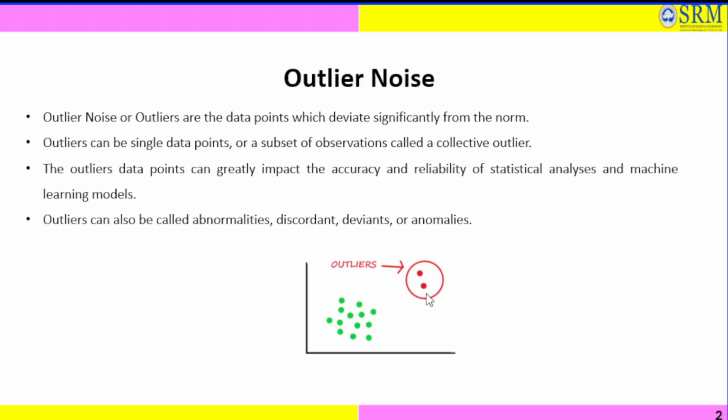So you can see these are the data points which are in a particular range. You can see some of the data points which are totally deviated from the normal data points. So that we call outliers. Outliers can be a single data point or a subset of observations called a collective outlier. These outlier data points can greatly impact the accuracy and reliability of statistical analysis and machine learning models. Outliers can also be called abnormalities, discordance, deviance, or anomalies.